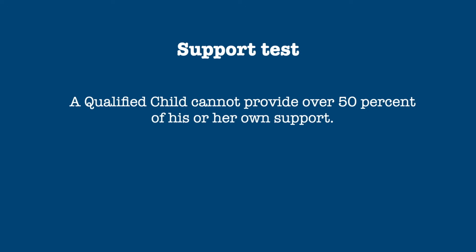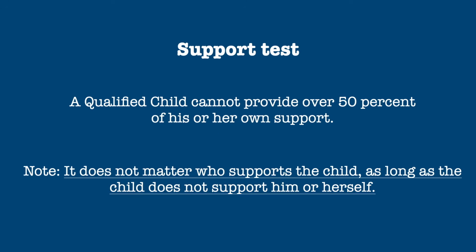Finally, to meet the support test, the child must not provide over 50% of his or her own support. It does not matter who actually supports the child. The important thing is that the child does not support him or herself. The child can make money, but if the money is not spent on his or her support, then it doesn't count as support. For example, your daughter works as a model and as a result makes a large amount of money, but you put that income into a trust fund for her to use when she becomes an adult. In this case, your daughter meets the support test because none of her income is being used for her support.